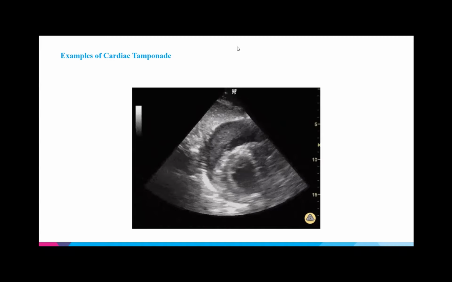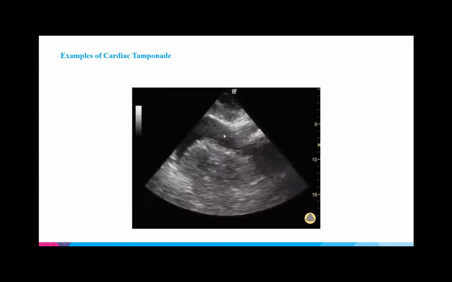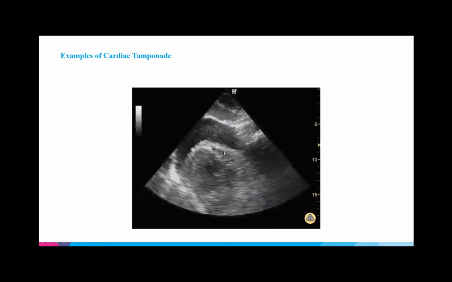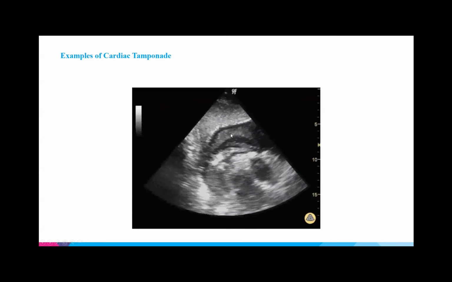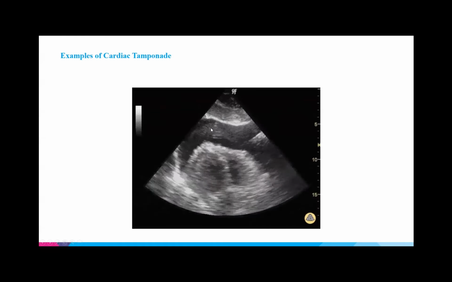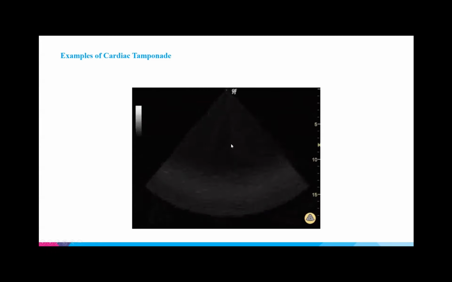Yeah, excellent. So basically you see black here, which is part of the effusion, right? But within the black, there's something else, right? That's a little bit like a lighter shade of gray, right? And so that's pretty diagnostic of hemopericardium. So this is blood in the pericardial space.